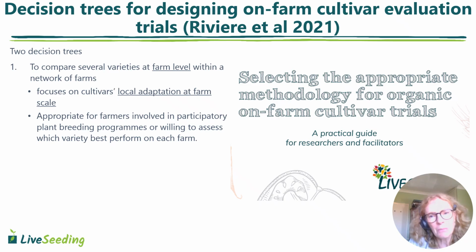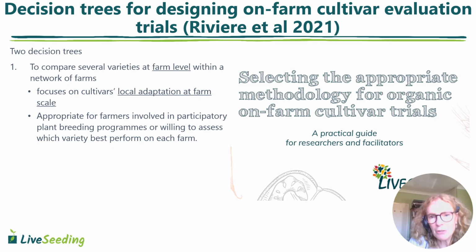You might think of it almost like a flow chart. It's basically a tool that you can use on paper to help you make a decision based on answering a series of questions about your given situation. In this case, the situation being an on-farm cultivar evaluation network. So one of the trees is all about if you're setting up a network to compare several varieties at the farm level within a network of farms.